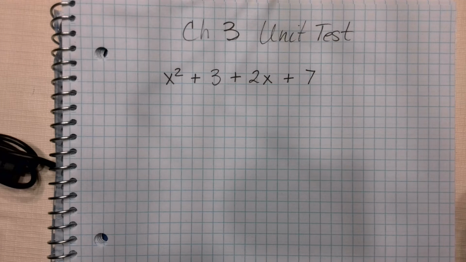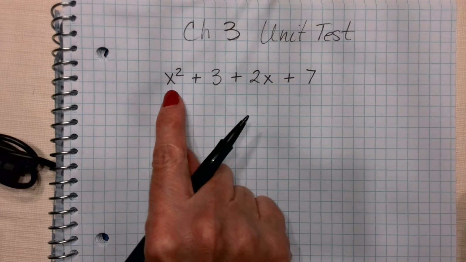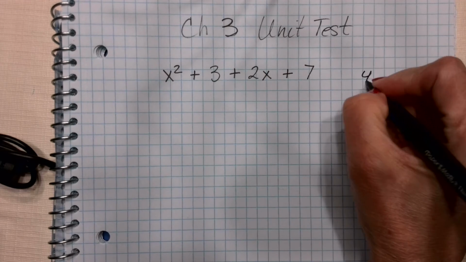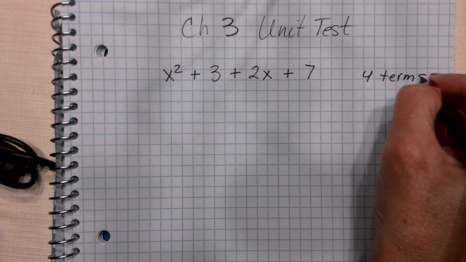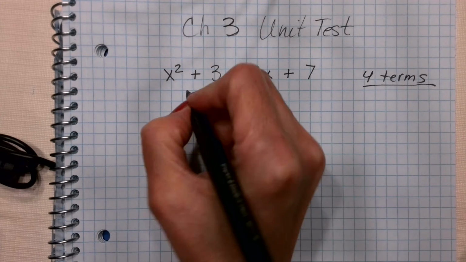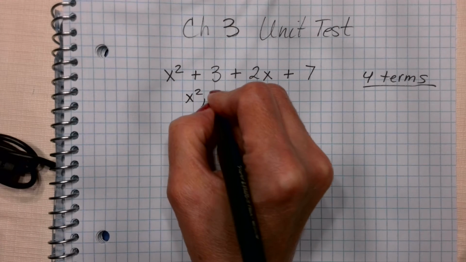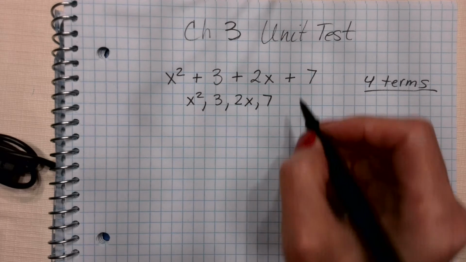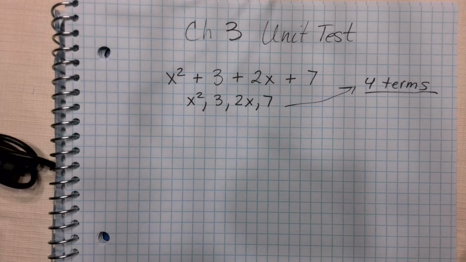How many terms? Well, the terms are separated by either addition or subtraction. So for this one, you have 1, 2, 3, 4 terms. There are 4 terms in this one. We can list them as x squared, 3, 2x, and 7. So those are the 4 terms in this expression.